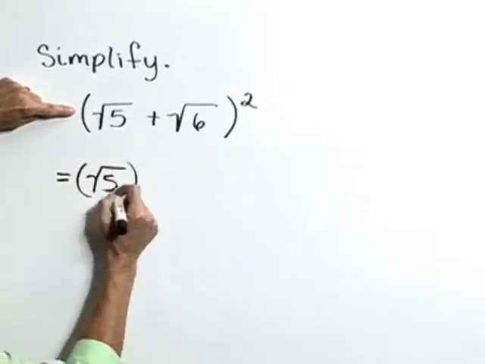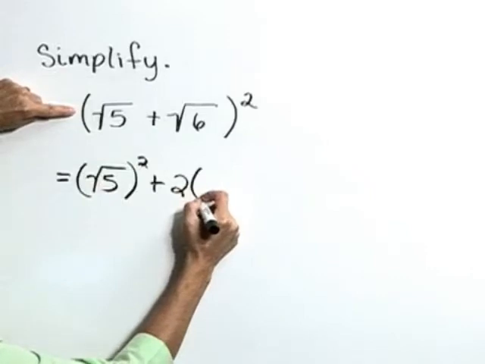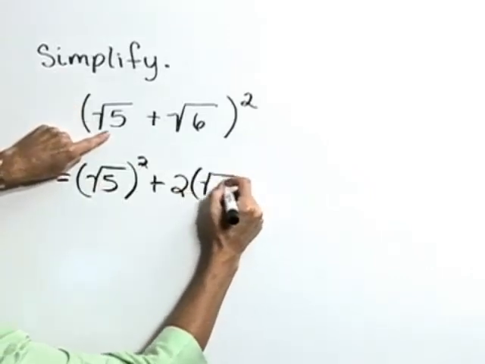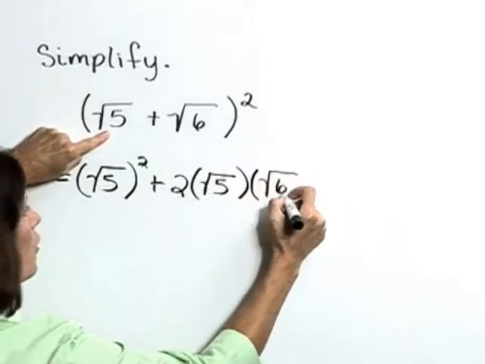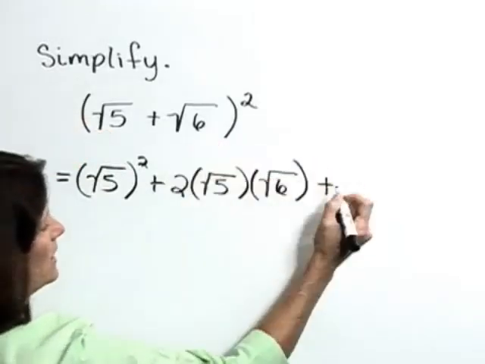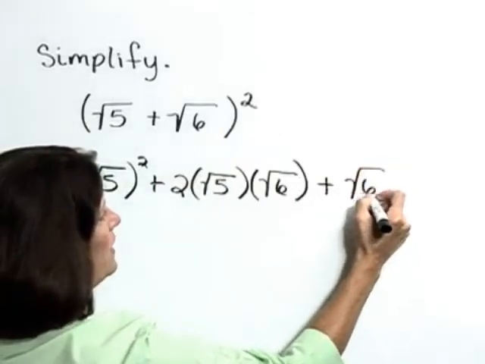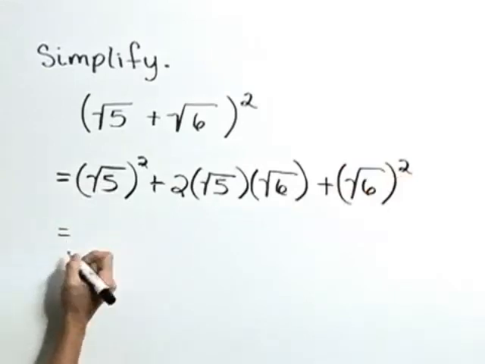So, square root of 5 quantity squared, plus 2 times the product of our first term, the square root of 5, times our second term, the square root of 6, plus this last term, the square root of 6, quantity squared. Now let's clean this up.